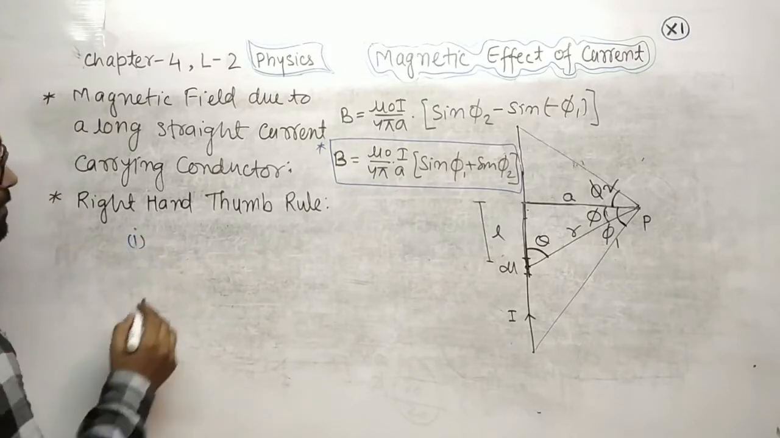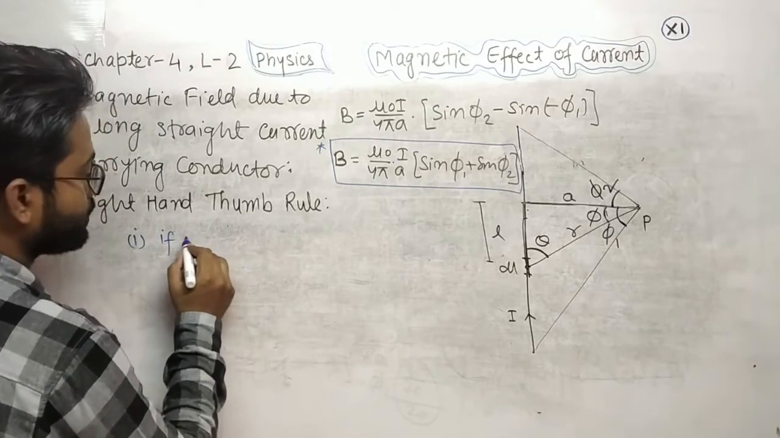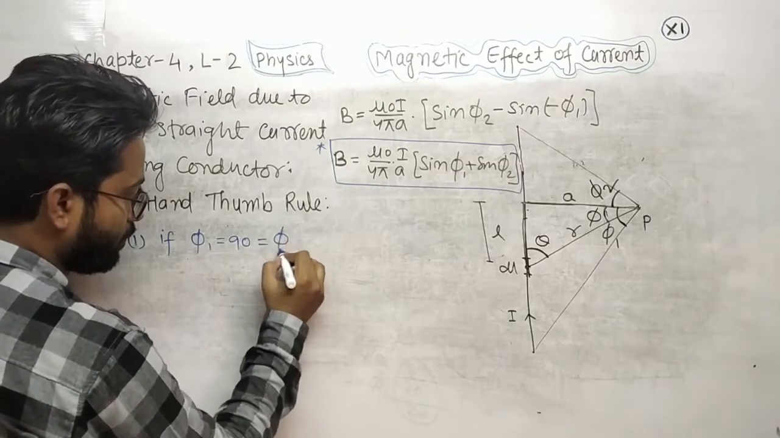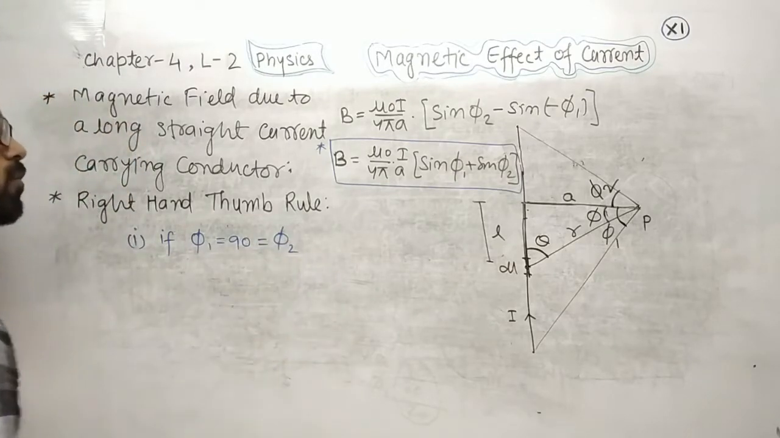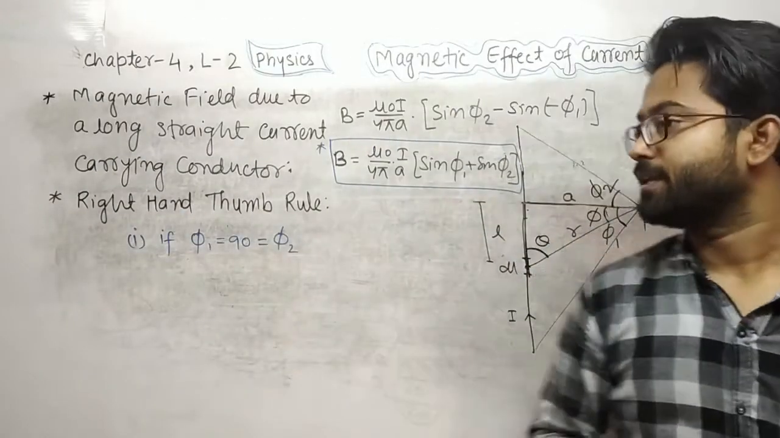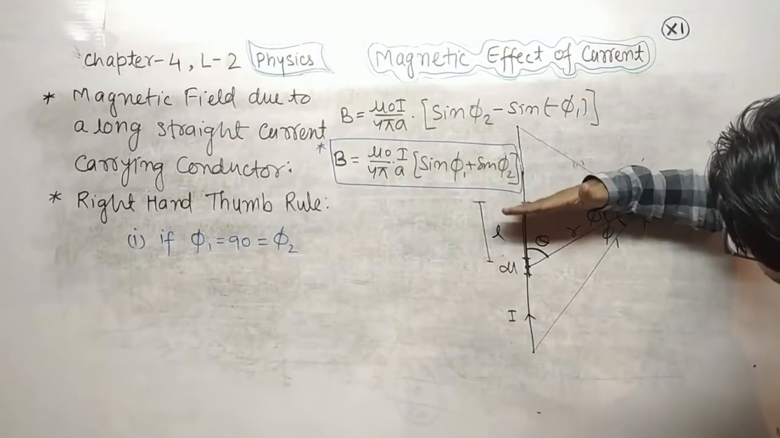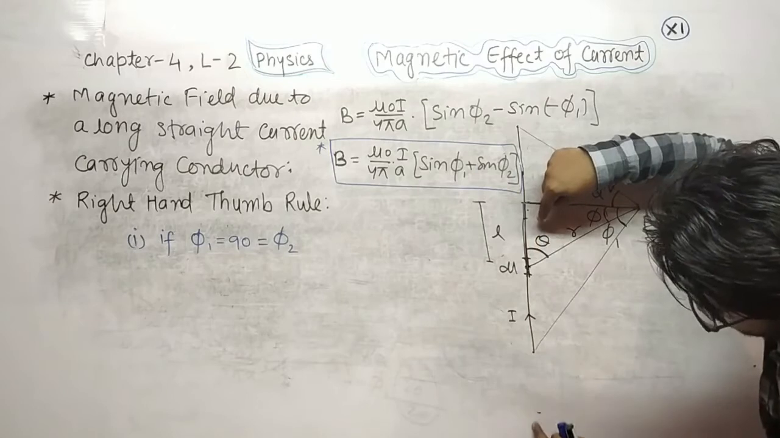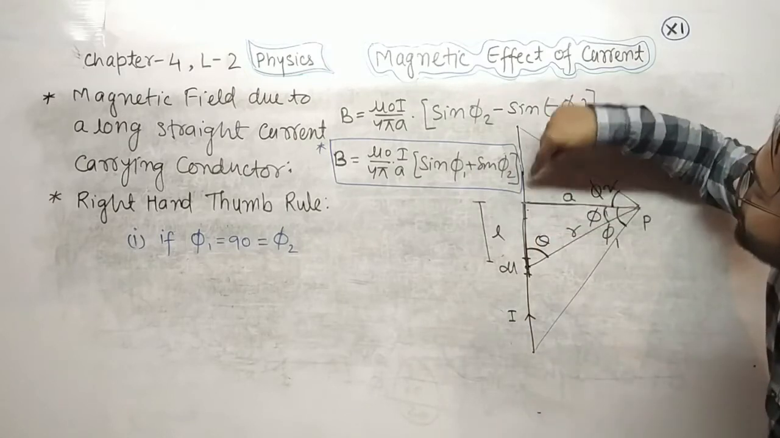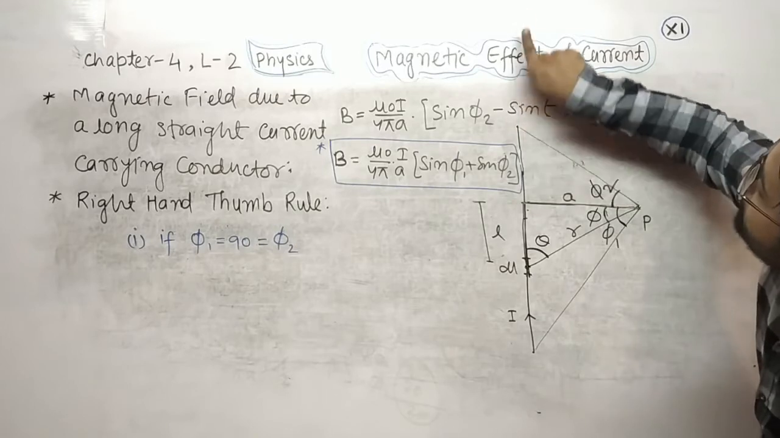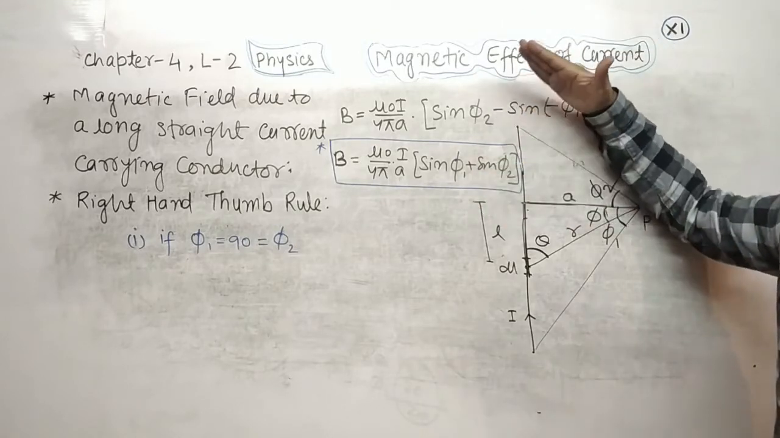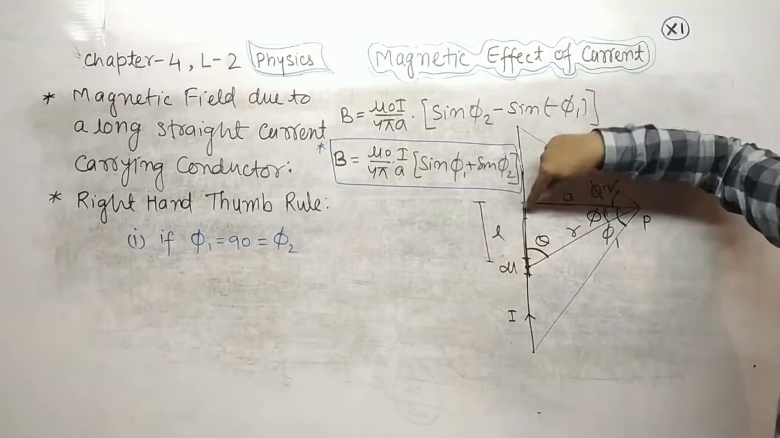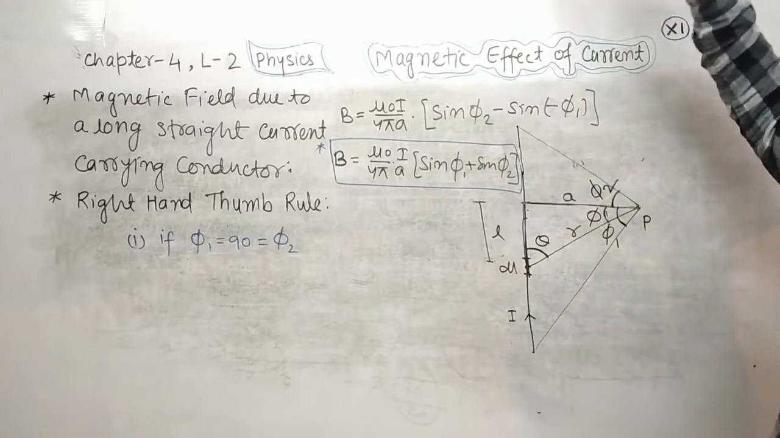First case, that is if phi 1 is equal to 90 degree is equal to phi 2, that means phi 1 and phi 2 both are 90 degree. What does it mean? If phi 1 is 90 degree, that means this wire will be infinite and this will also be infinite. If this is 90 degree, the wire will be infinitely long on both sides.